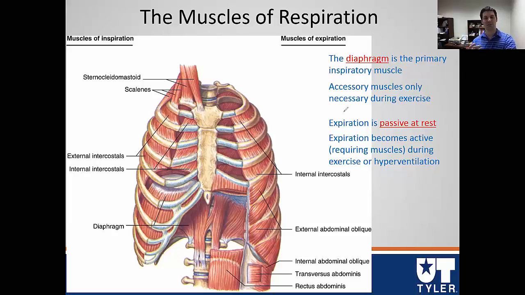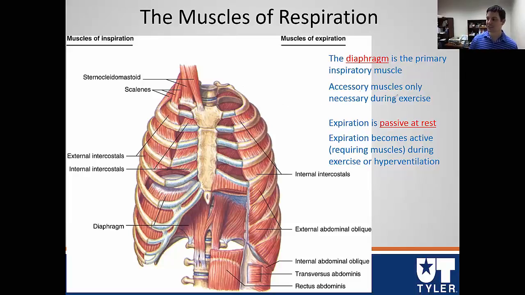So all we have to do is relax the diaphragm, and the elastic properties bring both the ribs and the lungs back to their resting position, which decreases lung volume. Therefore, we don't have to have any extra help there. However, during exercise, we need some help.